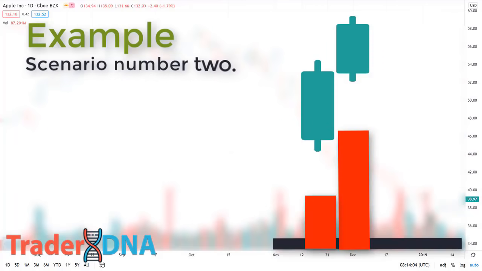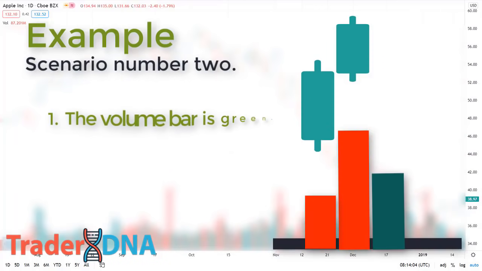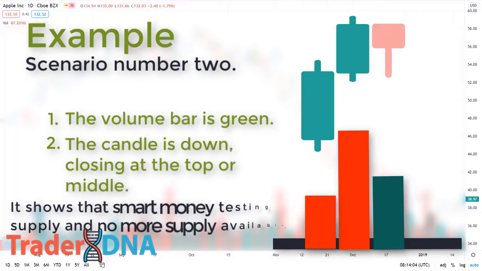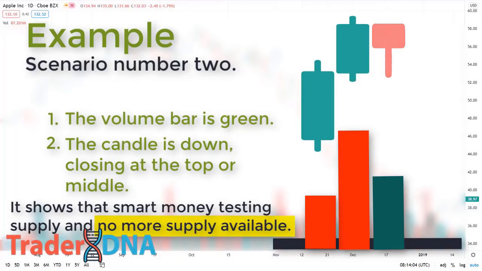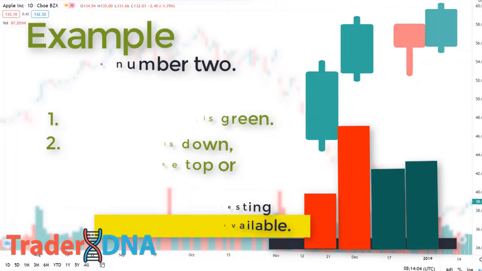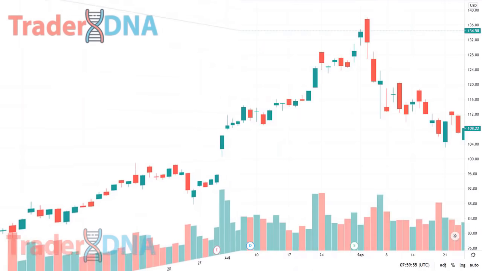Scenario number 2. First, the volume bar is green. Second, the candle is down, closing at the top or middle. It shows that smart money is testing supply and there is no more supply available. The third candle was buyers' volume if the fourth candle closes above the top of the second candle. This confirms a valid buy signal. Here are other examples of the volume candlestick trading strategy.